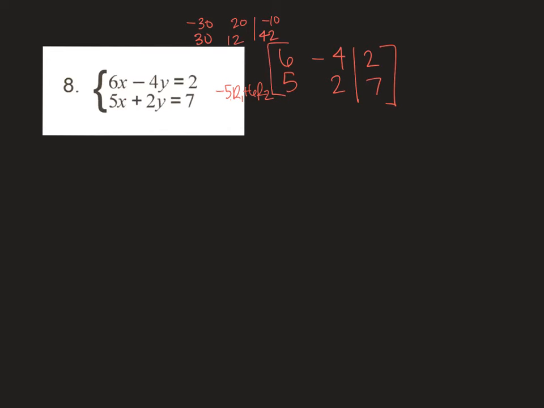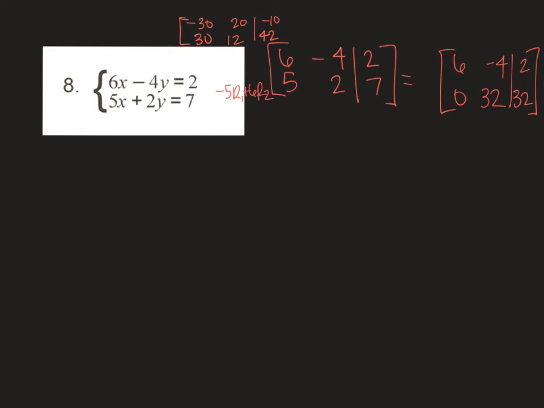So if I add these two together, that's going to give me my new second row, because remember, we're just changing the second row. So negative 30 plus 30 is 0. 20 plus 12 is 32. And negative 10 plus 42 is 32.